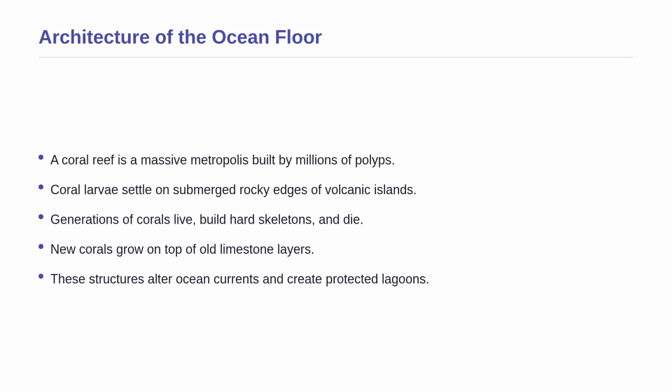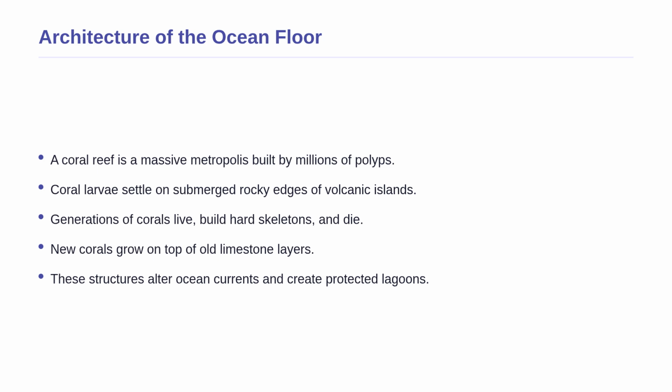Now that we have calculated how individual colonies grow, let us zoom out to the macro scale. If a single coral polyp is like a single bricklayer, then a coral reef is the massive, sprawling metropolis they build together over thousands of years. It begins when coral larvae drift through the water and settle on the submerged, rocky edges of a volcanic island.